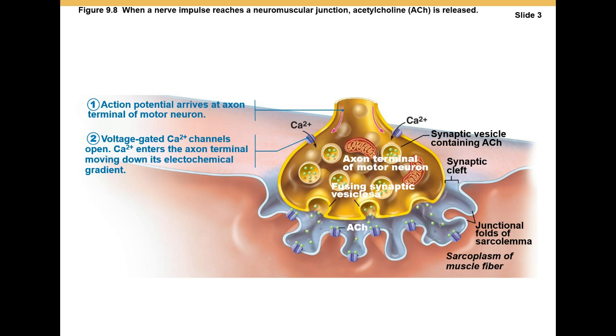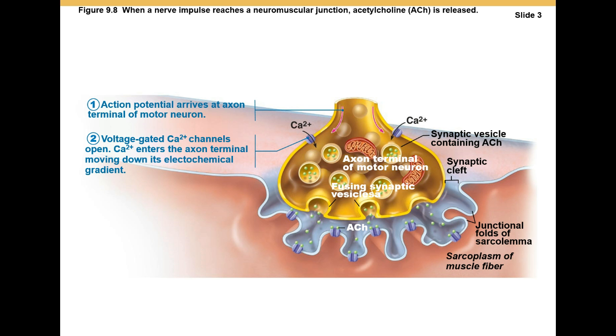And then here we see an example of a voltage-gated channel. And this is a voltage-gated calcium channel. So when we have this change in electrical potential across the membrane, and that's an action potential, it opens up voltage-gated calcium channels.